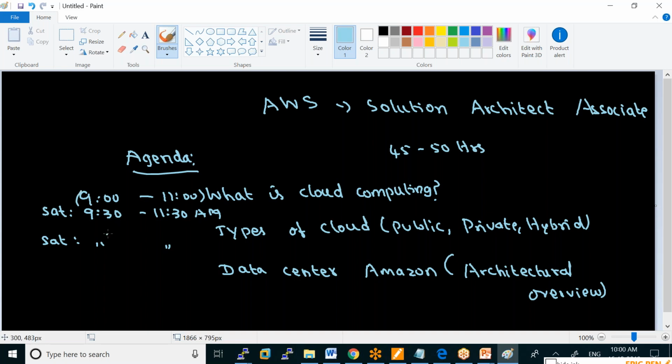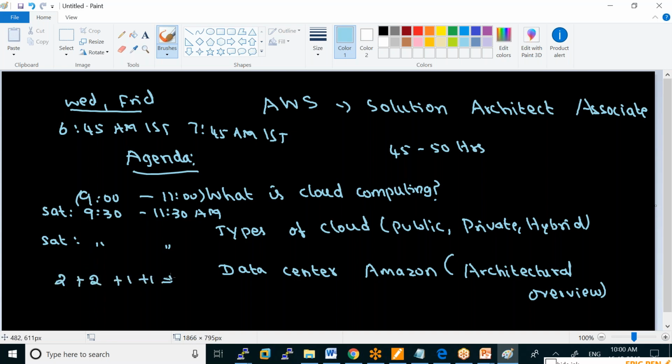From next week onwards, if needed, we can add further sessions on Wednesday and Friday, 1 hour sessions, 6:45 a.m. IST to 7:45 a.m. IST. So 1 hour sessions on Wednesday and Friday, and 2 hour sessions on Saturday and Sunday. Therefore, 2 plus 2 plus 1 plus 1 is equal to 6 hours of session per week. Over 4 weeks, it will make 6 into 4, or 24 hours of sessions per month.